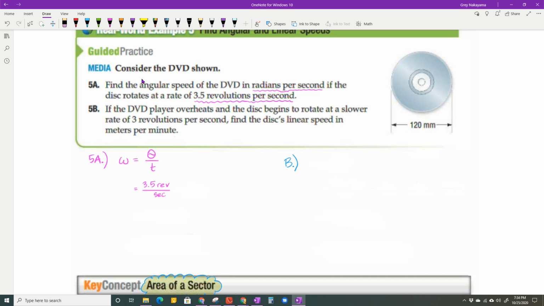Now, the directions ask me to find it in radians per second. So that means I've got to change. I've already got seconds. I just got to change my revolutions into radians. So this is something you don't see written down anywhere, so you do want to remember it. But think about any kind of one revolution is all the way around the circle, and that is in radians 2 pi. So I'm going to multiply by 2 pi is equal to 1 revolution. Okay, when you multiply that out, you of course get 7 pi, and I'm thinking, and I do have my radians per second because my revolutions are going to go away, and pi is in radians.